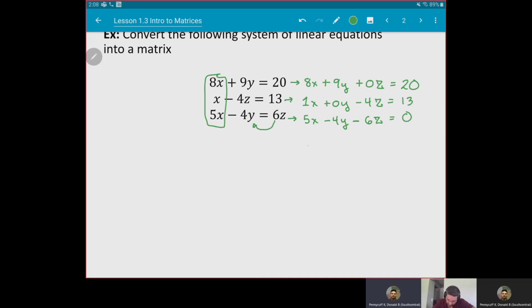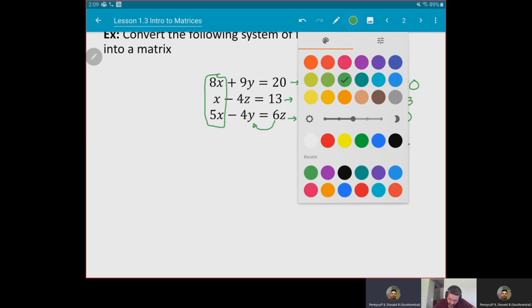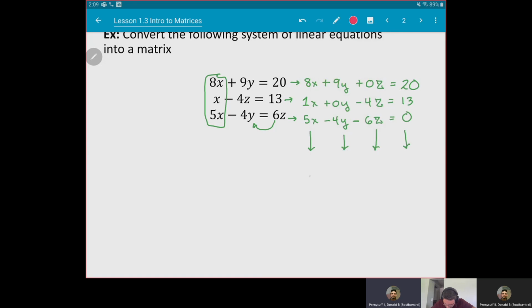And now that they're all lined up, I can carry all of these down into a matrix. No big deal. So this will be 8, 1, 5, 9, 0, negative 4, 0, negative 4, negative 6, 20, 13, 0. So here is my matrix. Boom. This is my matrix right there.